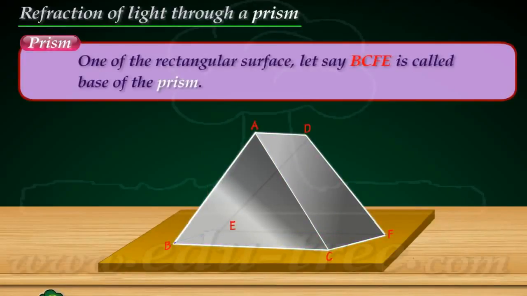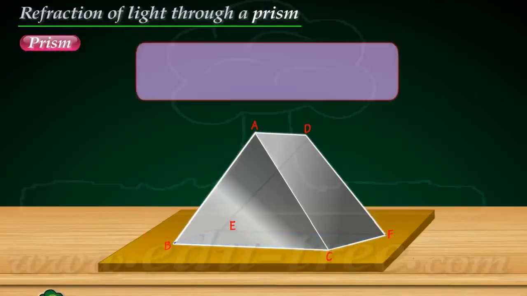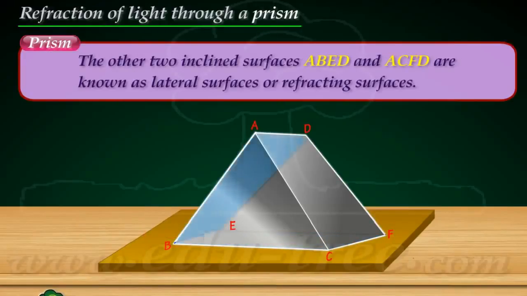One of the rectangular surfaces, let's say BCFE, is called the base of the prism. The other two inclined surfaces, ABED and ACFD, are known as lateral surfaces or refracting surfaces.